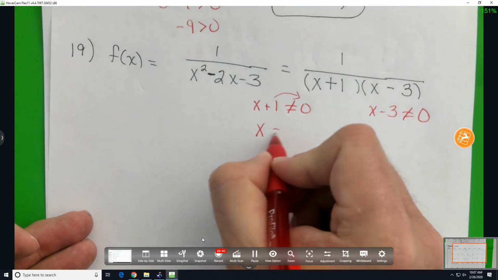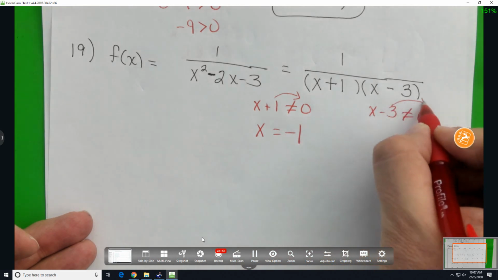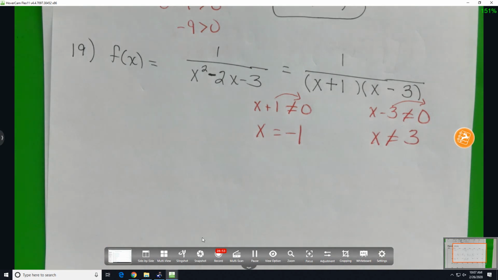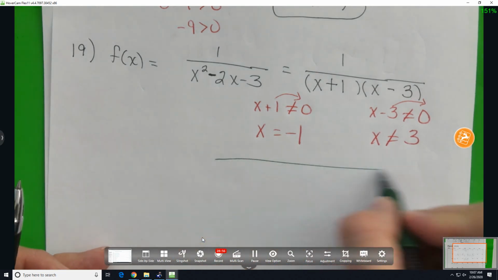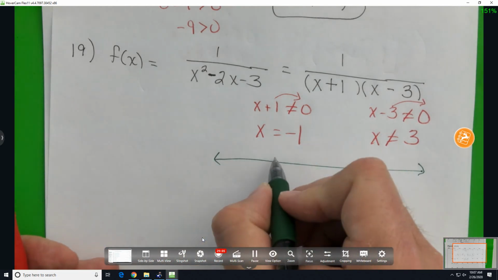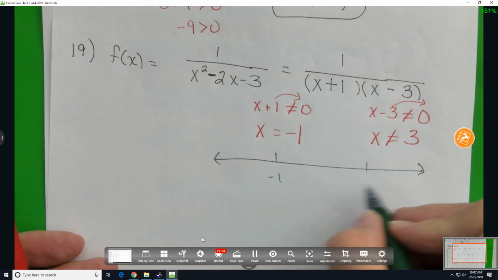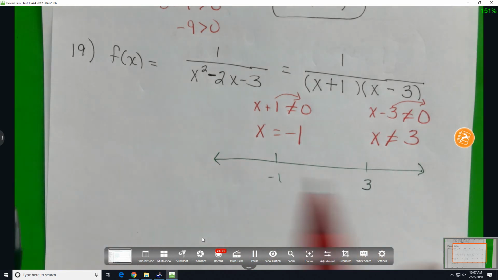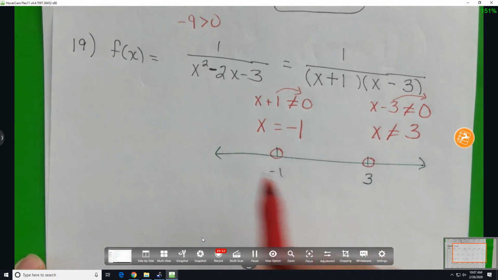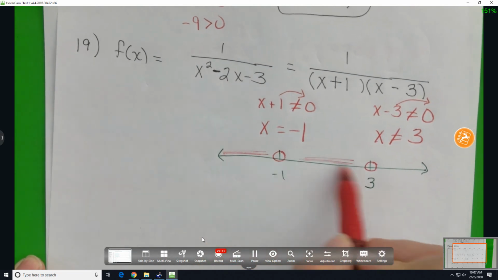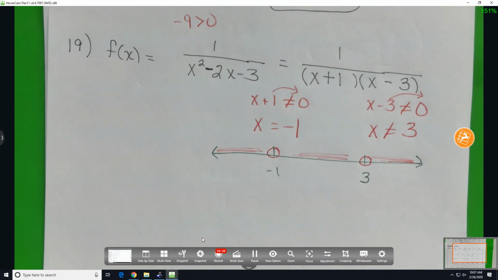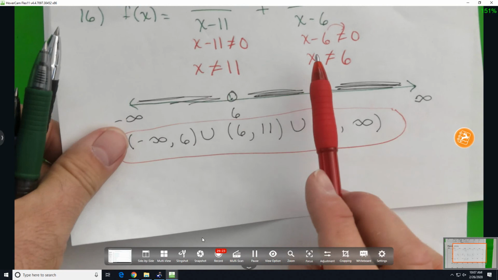So x can't be negative 1. And x can't be what? 3? You don't have to test with this one. This is the one where I just draw the number line to help write the interval notation. We're talking about all numbers except negative 1 and 3. Notice, number 19 is very much like what we did here.